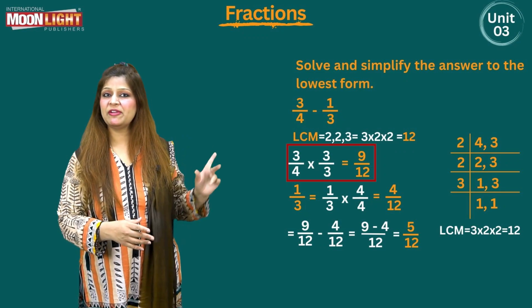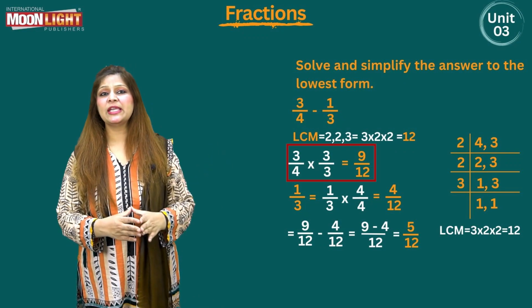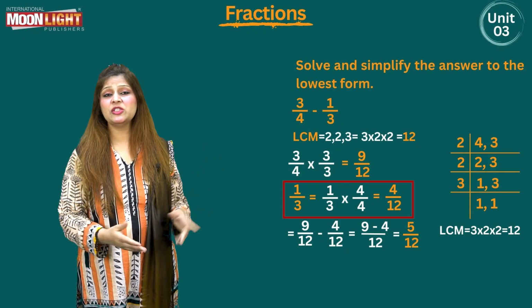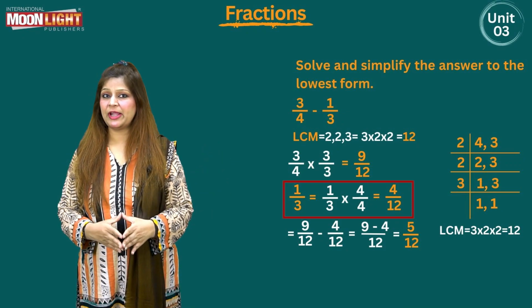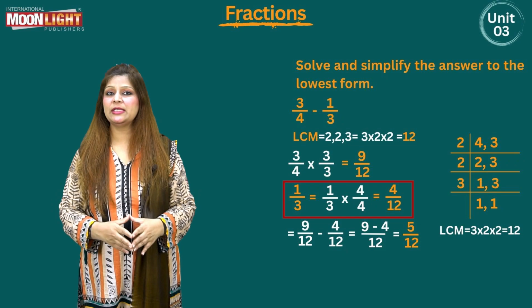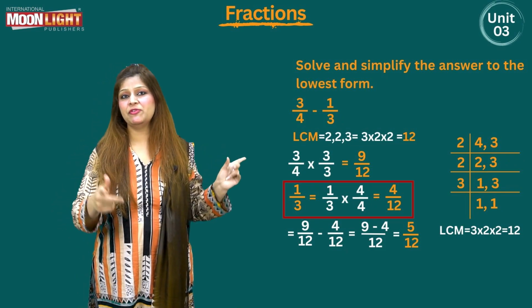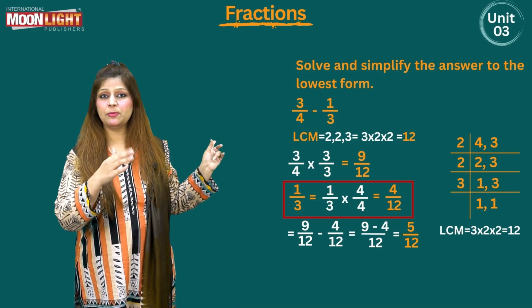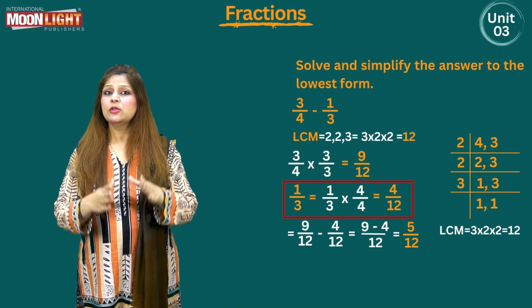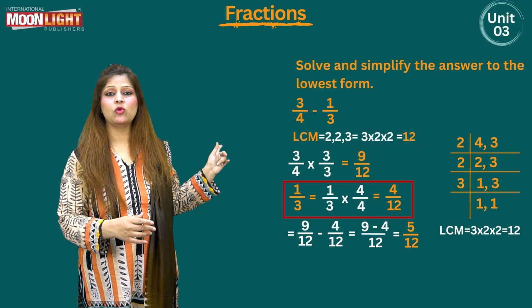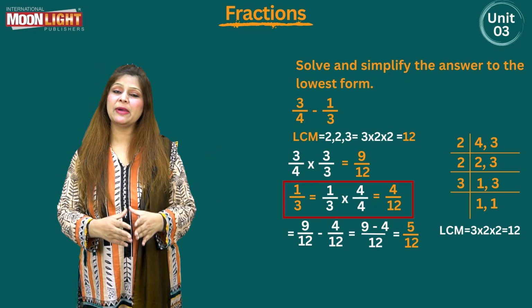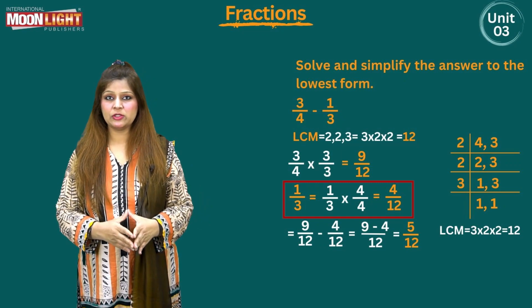9 by 12 is my first fraction. What about my second fraction? My second fraction is 1 by 3. By changing this fraction into an equivalent fraction with the denominator 12, you know that 3 fours are 12. So I'm going to multiply the numerator and denominator both by the number 4. So 4 ones are 4 and 3 fours are 12. 4 by 12 is my next equivalent fraction.